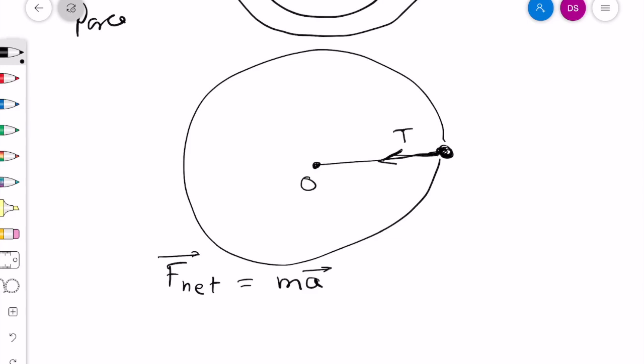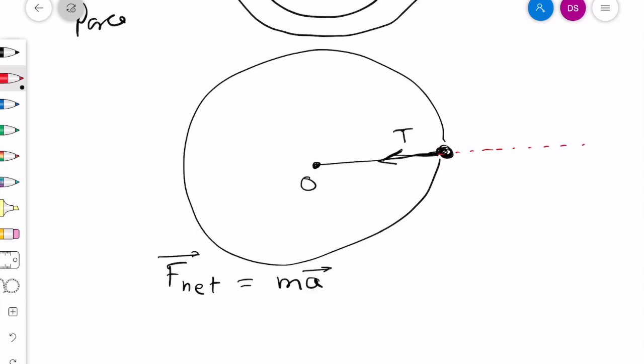All right, now when an object moves in a circle, there is a very convenient choice of axis for resolving forces. So let me explain that to you. The way you choose your axis in that case is you take one axis in the radial direction.